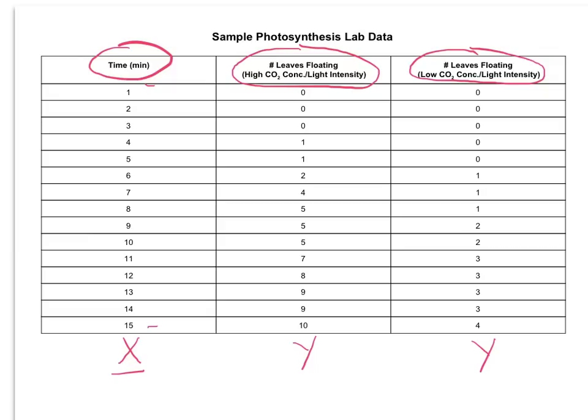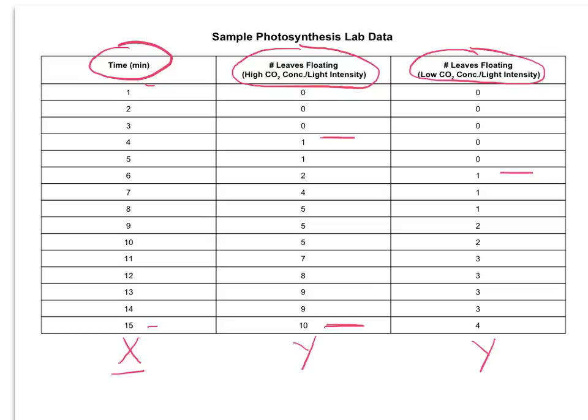As you can see, sort of with your naked eye at this data, in the 2 columns of leaves floating you can tell there's a difference. Certainly, in the high concentration, we had leaves floating sooner. We had leaves floating at minute 4, where the first leaf that floated in the low intensity was at minute 6. And then you look at the very end of our experiment, we had all 10 leaves floating in this hypothetical sample data.